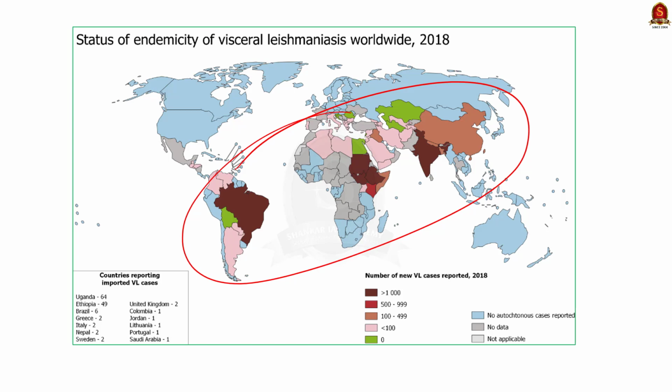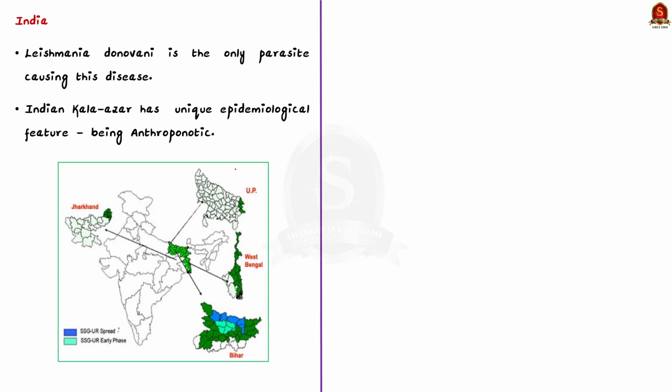Now we shall look at the causes of this disease. With respect to India, a parasite known as Leishmania donovani is the only parasite causing this disease. Indian Kala Azar has a unique epidemiological feature, which is being anthroponotic. Anthroponotic means it is transmissible from human to human and human is the only known reservoir of infection. Here remember that the disease is not contagious. Female sandflies pick up the parasite while feeding on an infected human host. You can see the life cycle here.